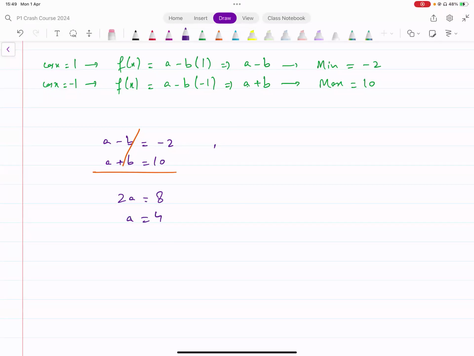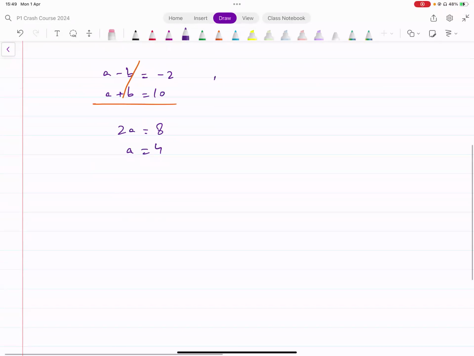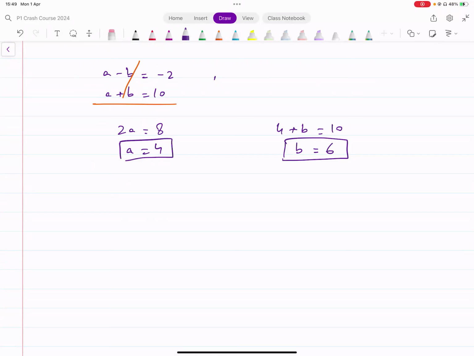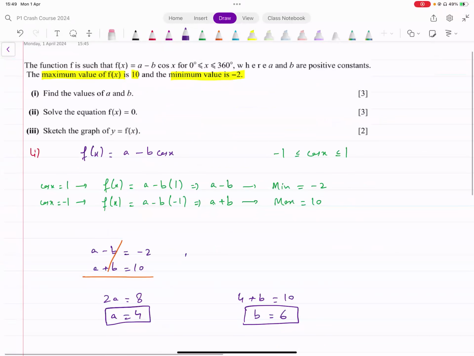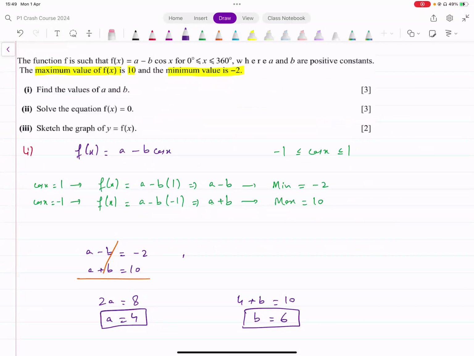Put this back in any one of those two equations. For example, the second one, 4 plus b equals 10. The value of b turns out to be 6. So a equals 4 and b equals 6. This is how we could find the values of a and b. Okay? Make sense? So now the function becomes 4 minus 6 cos x.